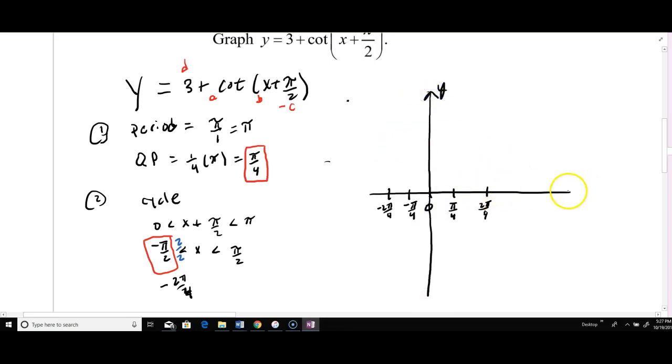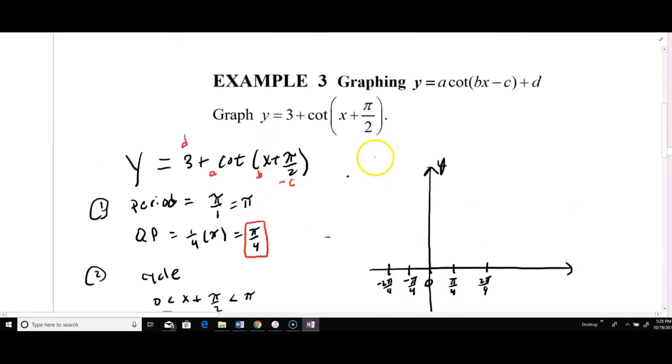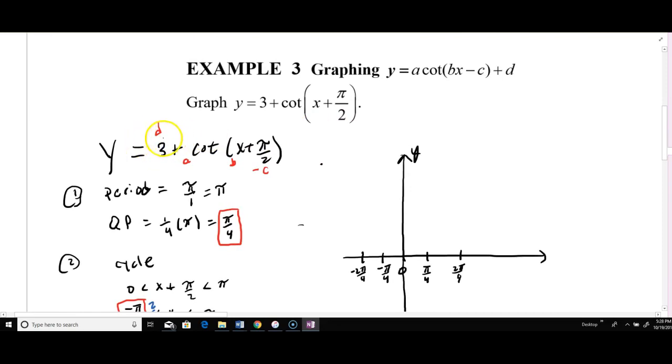Alright. Next we want to label the y-axis. The y-axis, we label it by using D. So first we need to figure out what the midline is at. So our midline is going to be y equals 3. Recall that the midline always corresponds to the D value. So the midline is 3. So 1, 2, 3.